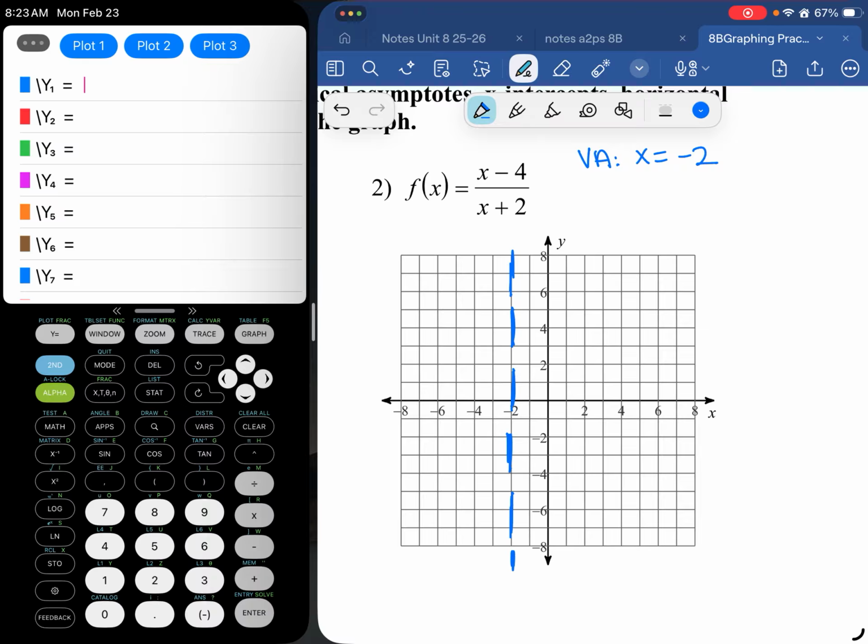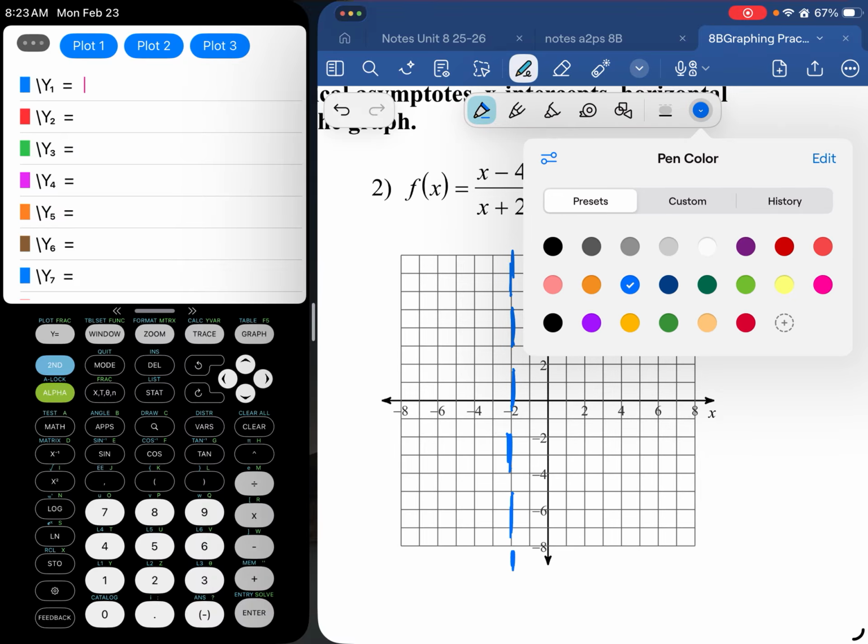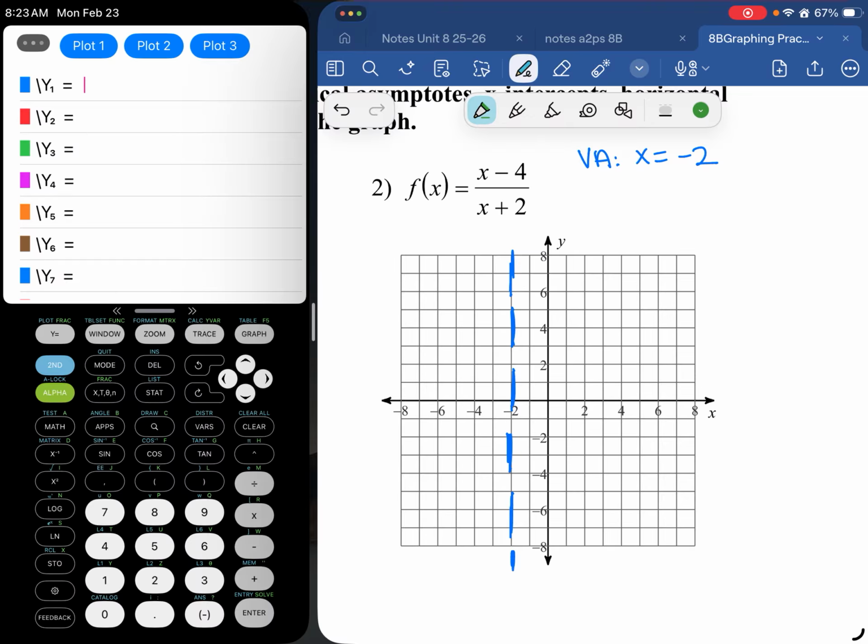And then we're going to work on our horizontal asymptotes. Horizontal asymptote is based on your numerator and denominator powers. So I have x over x. Since those are the same power, the coefficients are 1 over 1, which means I have an asymptote at y equals 1. So I'm going to come here and draw that one in.